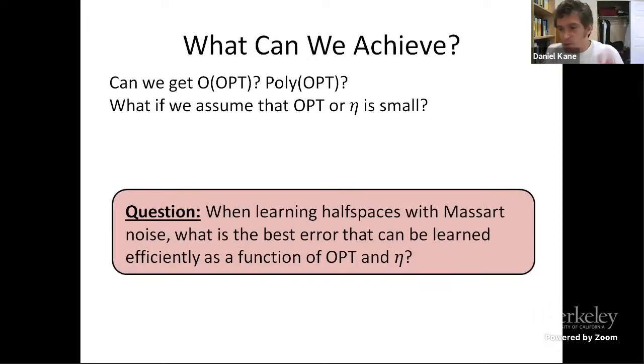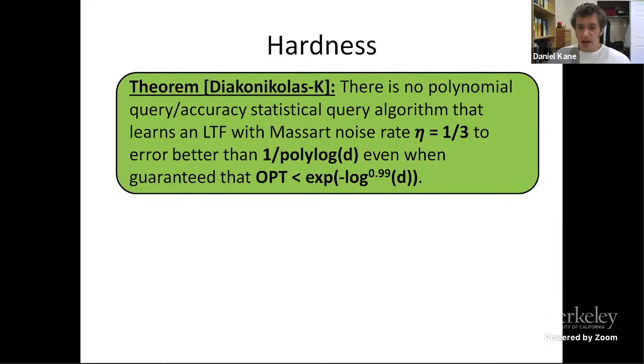And the general question that we'd like to answer is, when you're learning half spaces with Massart noise, what is the best error rate that you can learn to efficiently, as a function of both opt and eta? So I give you some problem. I promise you that opt and eta are going to be these particular values. What is the best error that you can hope to learn to efficiently? And unfortunately, the main result here is that the situation is still not great.